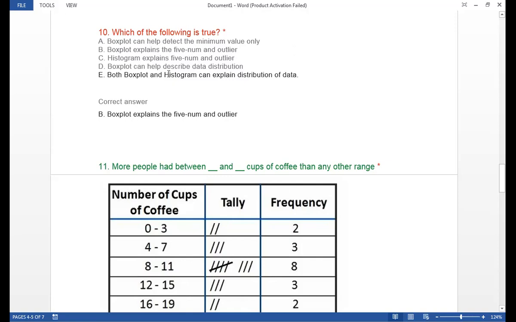Option D, box plot can help describe data distribution. No, it is only histogram that shows you the data distribution. Whenever you want to plot a graph or visualize your data to show the distribution of your data, it is only histogram that should be used in that case, not box plots. Option E, both box plot and histogram can explain data distribution. This is also wrong. Like I said earlier, box plot does not show the distribution of data.